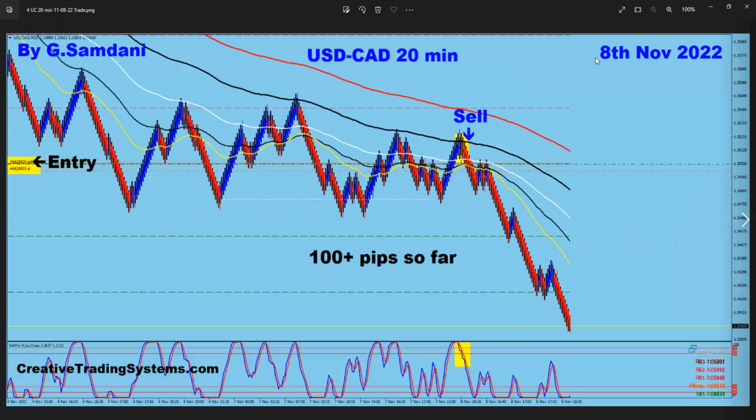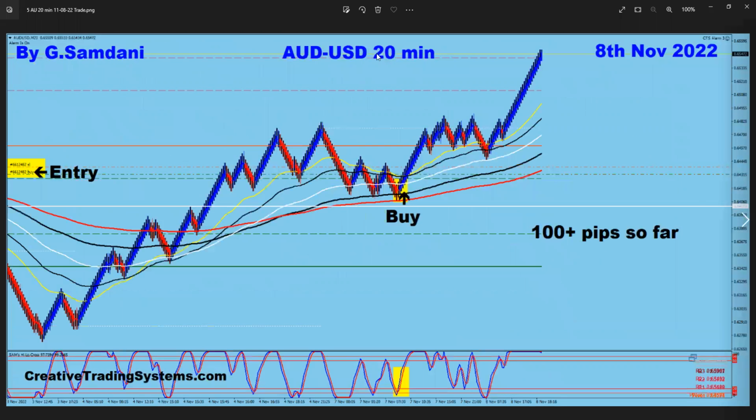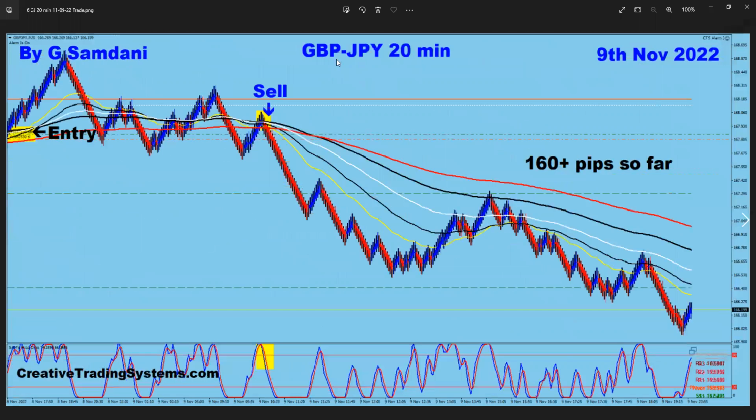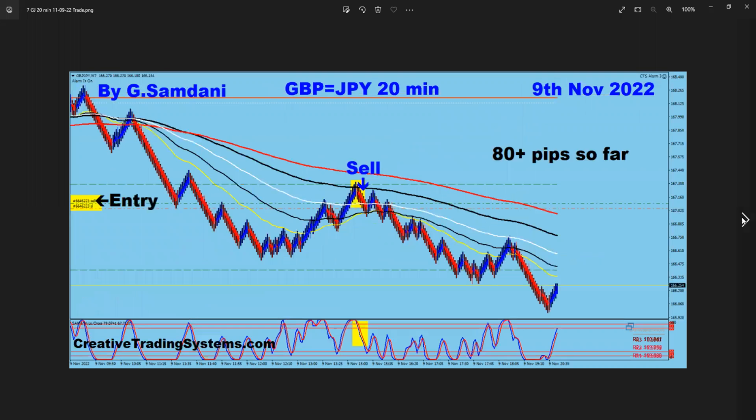Here you see, on the 8th, sell order for 100 pip. On the 8th, AU going to the upside, long buy order for 100 pip. And on the 9th, GJ for 160 pip. This is the sell order here. And this another one on the same day, on the 9th, GJ for another 80 pip.